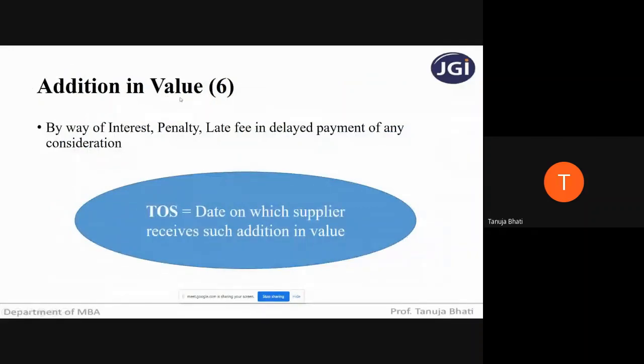Next, section 12 subsection 6 tells us what to do in case of addition in value. What do you mean by addition in value? When any interest, penalty, or late fee is collected for delayed payment of the consideration, that extra amount collected over and above the consideration is the addition in value, and the time of supply in case of addition in value will be the date on which the supplier receives such addition in value. So we have completed the revision of time of supply of goods.